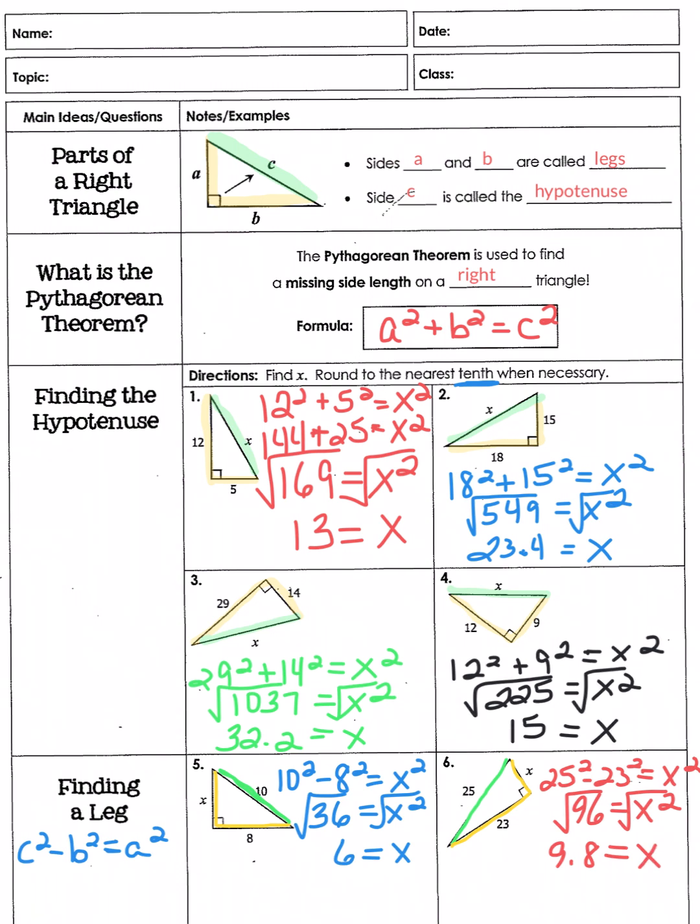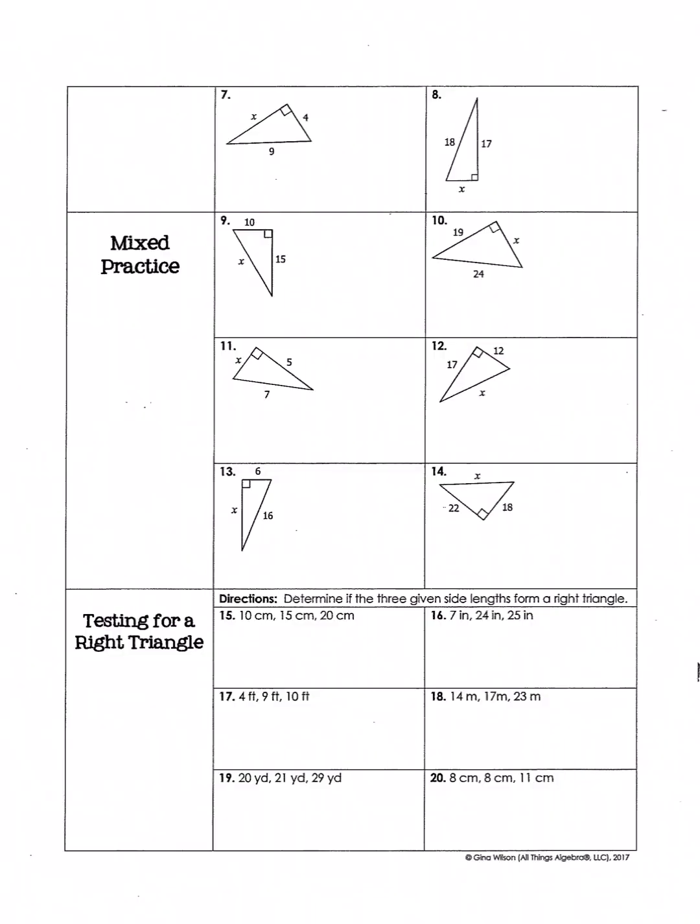And that's how you solve these. We're going to continue finding the missing leg in number 7. So x is one of the legs, and 4 is my other leg. We know that 9 is the hypotenuse. So again, I'm going to do 9 squared minus 4 squared equals x squared.